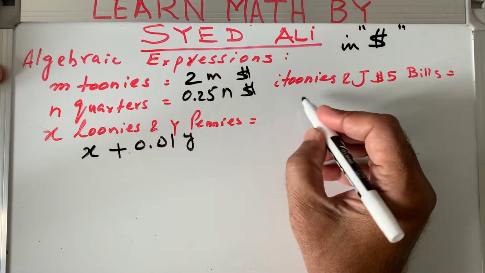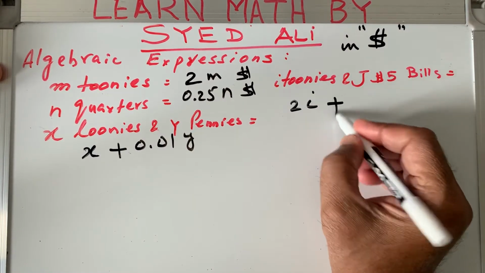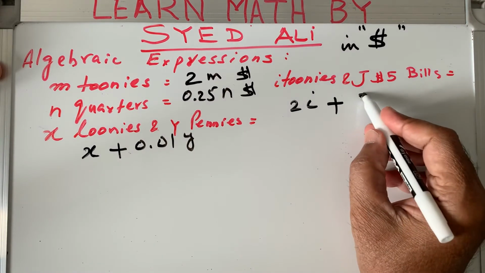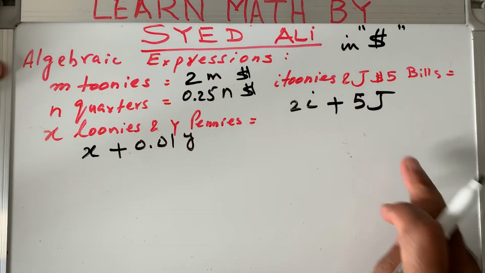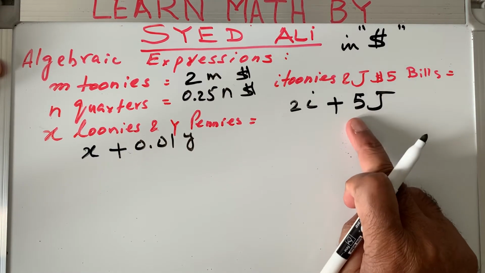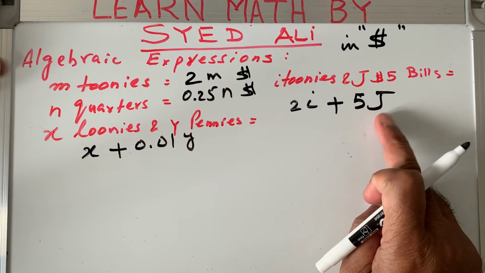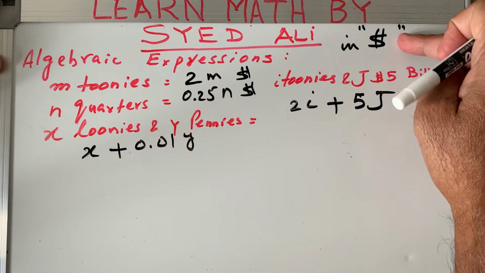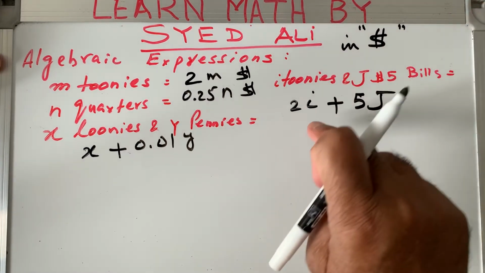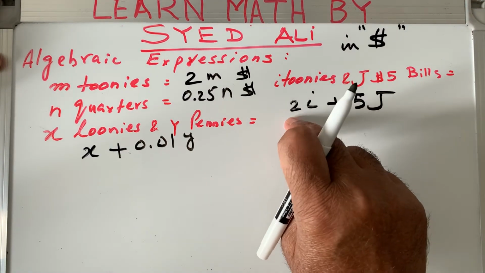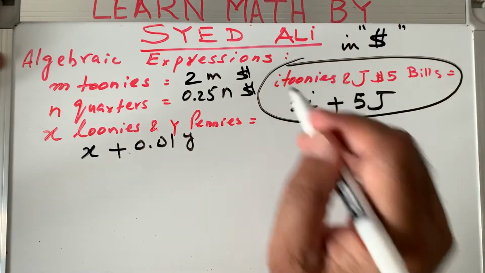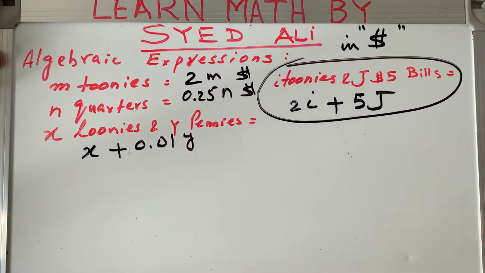I toonies means 2I, plus J $5 bills. J $5 bills, so 5 times J, because they are $5 bills, right? So I have to put 5. How many dollars do I have? For $5 bills I have to multiply by 5 to make them dollars, and for toonies I have to multiply by 2 to make them dollars. So the total dollars I can get by this expression: 2I for toonies, right, plus 5J.